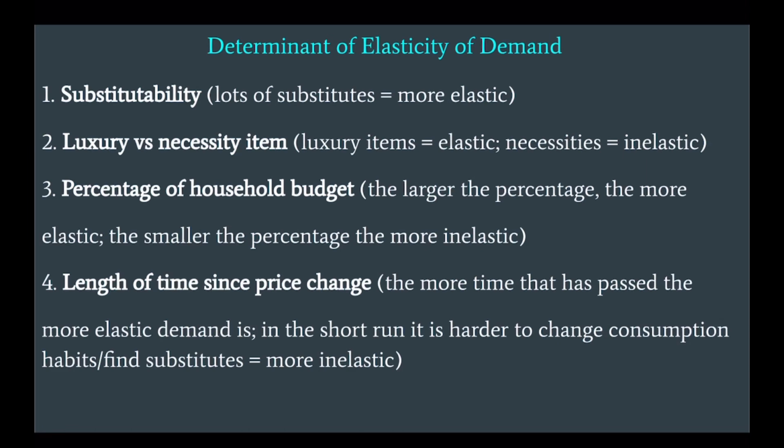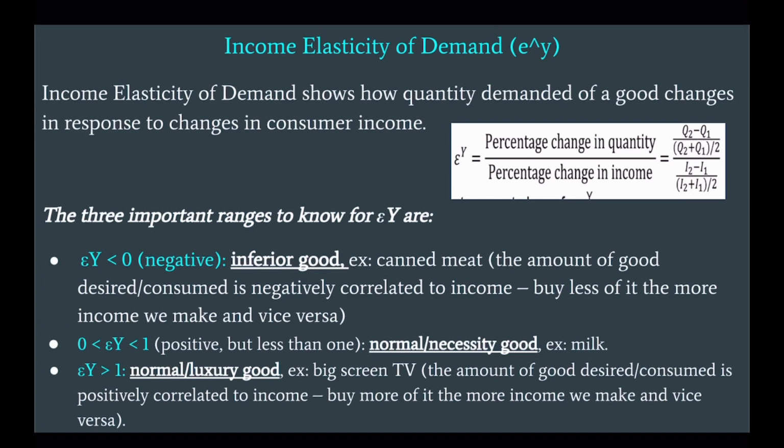The third is percentage of household budget. The larger the percentage of household budget, the more elastic is the demand, and the smaller the percentage, the more inelastic is the demand. The fourth is the length of time since the price change. The more time that has passed, the more elastic demand is. In the short run, it is harder to change consumption habits or find substitutes, therefore demand is more inelastic in the short run.